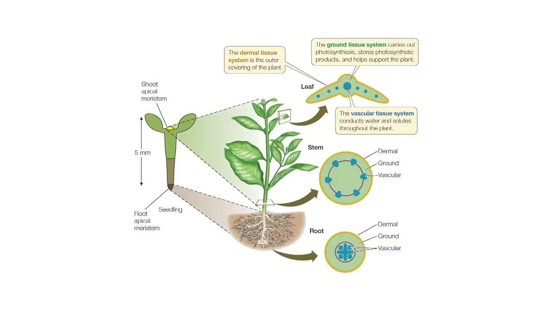Gradually, the cells divide and differentiate into tissues. Each tissue takes on a specific set of functions. Some tissues become leaves, some become roots, and some become stems.